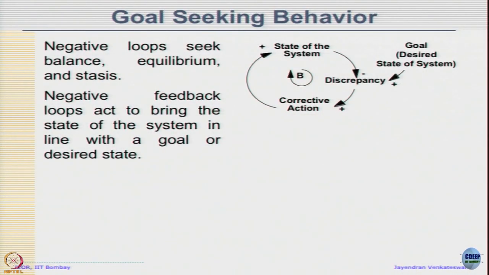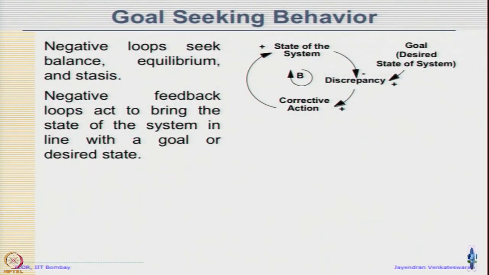So the general structure for goal seeking behavior is the graph we saw. Whenever there is goal seeking behavior, it means there has to be a goal that is entered. The title is self revealing. There is a goal, there is goal seeking. There is a desired state of the system, there is the actual state, and based on the discrepancy, I am taking a corrective action, correct? And I am going to correct it until I reach the goal, whatever it is. So this negative feedback loop acts to bring the state of the system in line with the goal or the desired state that we want. It is quite intuitive.